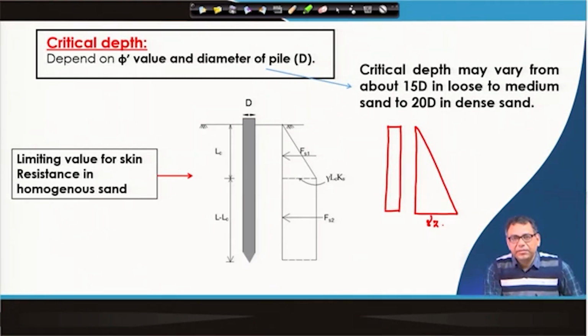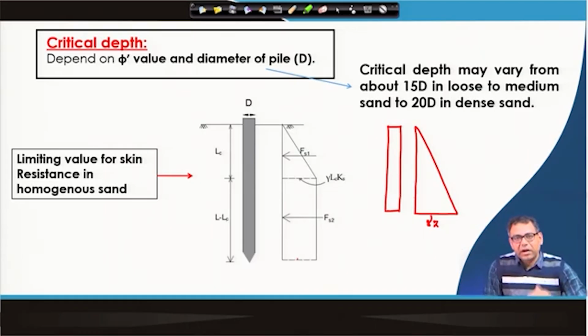So, that depth is called the critical depth. You can see here up to the critical depth, this is increasing linearly, but after that it is uniform. Okay? So, this critical depth varies from 15 d to 20 d. For loose to medium sand it is 15 d and 20 d is for dense sand. So, d is the diameter of the pile.